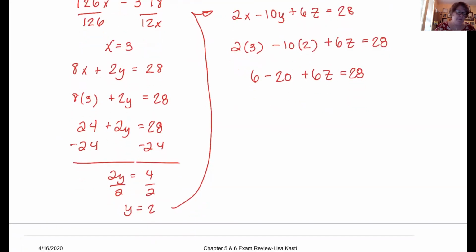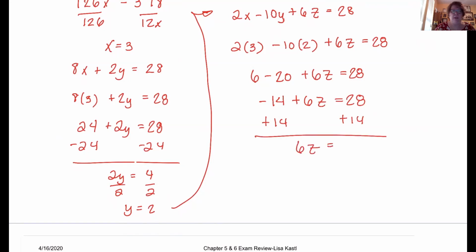Combine like terms. Add 14 to both sides. 28 plus 14 is 42. Divide both sides by 6, and we get C is 7.